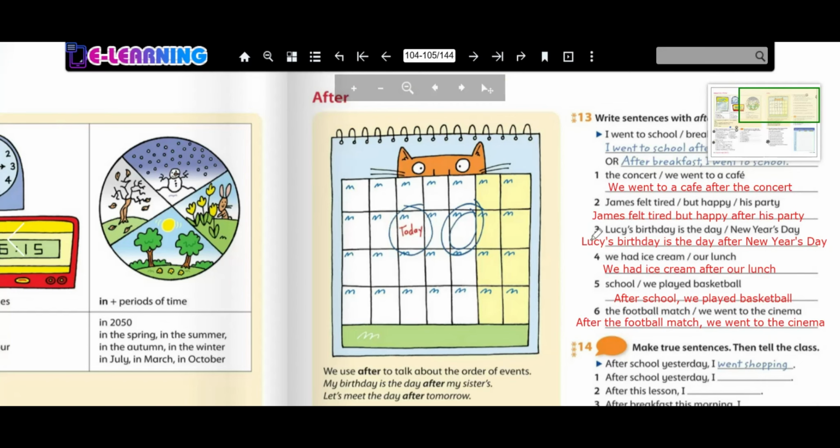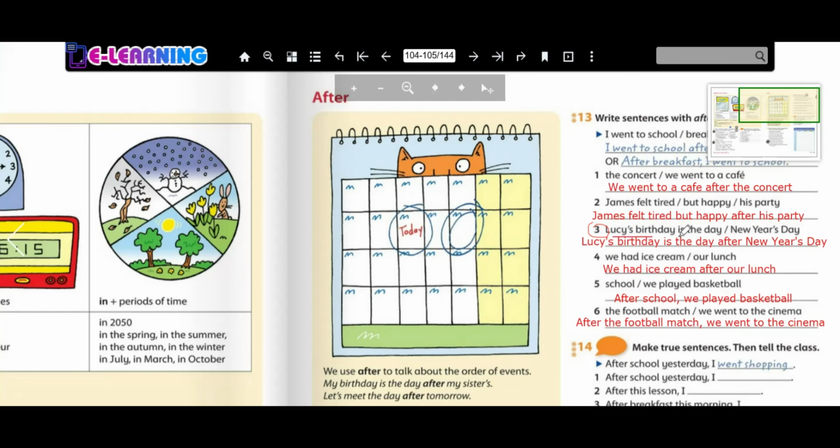Okay, so these are the answers for exercise 13. Number 1, we have the concert. We went to a cafe. So we can write the sentence, we went to a cafe after the concert, or after the concert, we went to a cafe. Number 2, James felt tired but happy his party. So we can write, James felt tired but happy after his party.